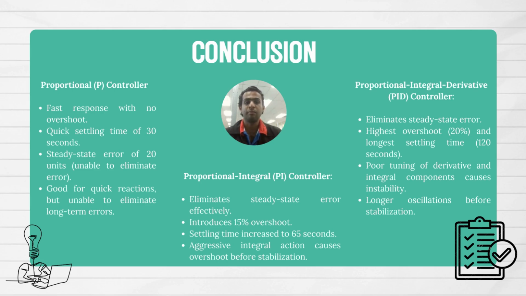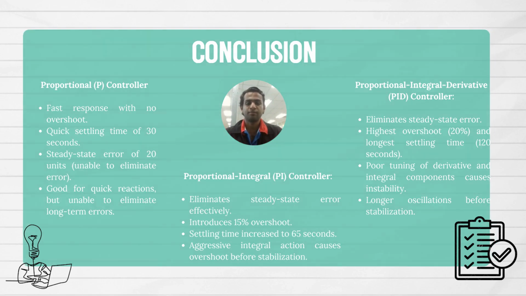Last but not least, the PID controller also eliminates the steady state error, yet it still exhibits the highest overshoot of the system, which is over 20 percent, and the longest settling time compared to the other two, the P controller and the PI controller, which is around 120 seconds. This is due to poor tuning of the derivative and integral components, which causes instability, and longer oscillations before the system successfully stabilizes.